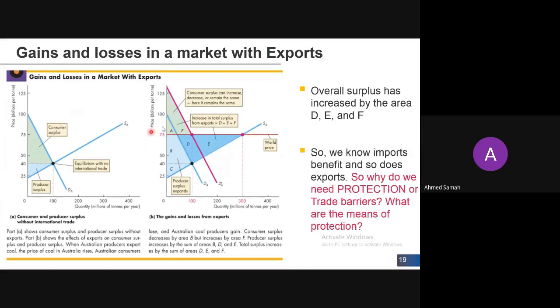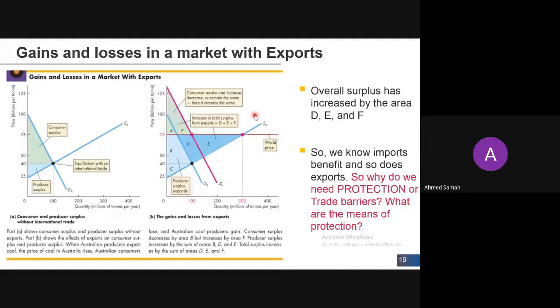So let's say the consumer surplus can increase or decrease or remain the same. We don't know what will happen to consumer surplus, but still the increase in the producer surplus will be much higher to compensate for any decline in the consumer surplus. So the overall total surplus in the economy will actually increase because the world prices are higher than the price they were previously selling at in the local market. So we know that the total surplus of the economy increases because of imports and also because of exports.